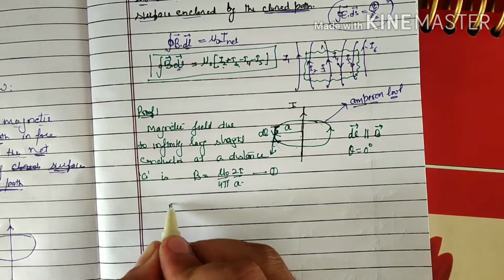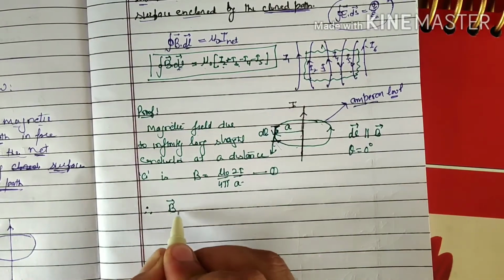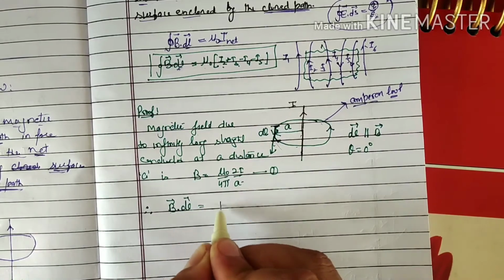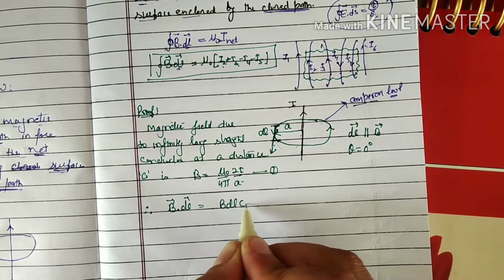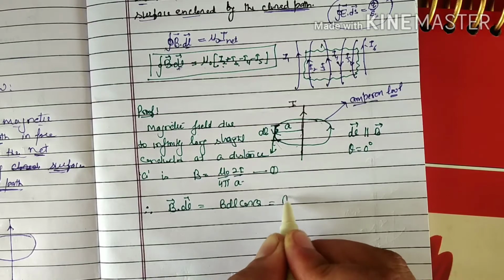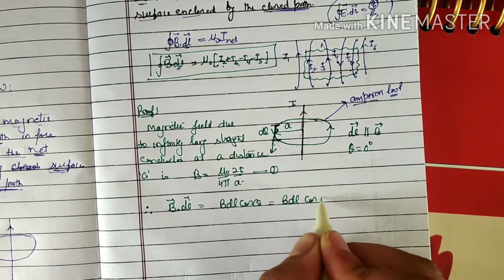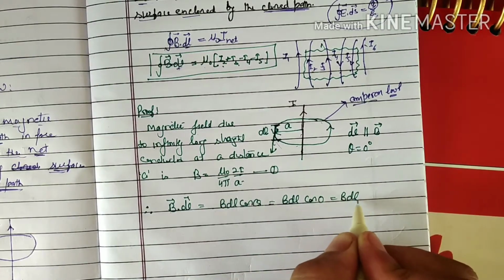So here we write now, because the line integral of B dot dl is equal to B dl cos theta, that is B dl cos 0, which is equal to B dl.